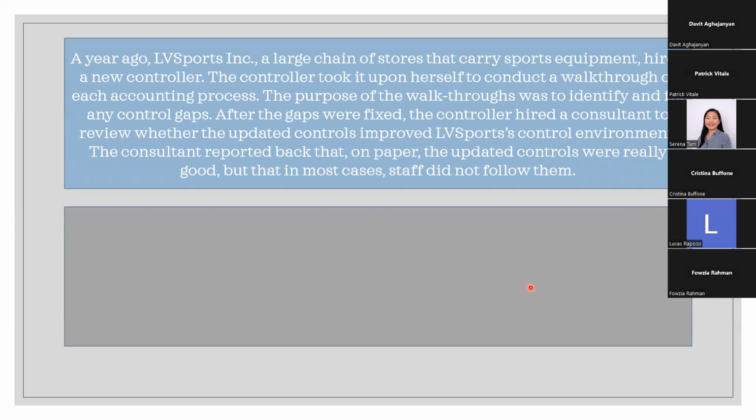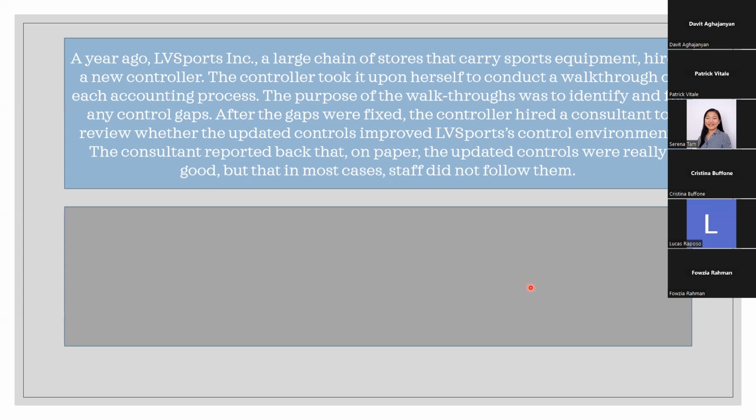A year ago, LVS Sports, a large chain of stores that carry sports equipment, hired a new controller. The controller took it upon herself to conduct a walkthrough of each accounting process. The purpose of the walkthrough was to identify and fix any control gaps. After the gaps were fixed, the controller hired a consultant to review whether the updated controls improved LVS Sports' control environment. The consultant reported back that on paper, the updated controls were really good, but in most cases, staff did not follow them.